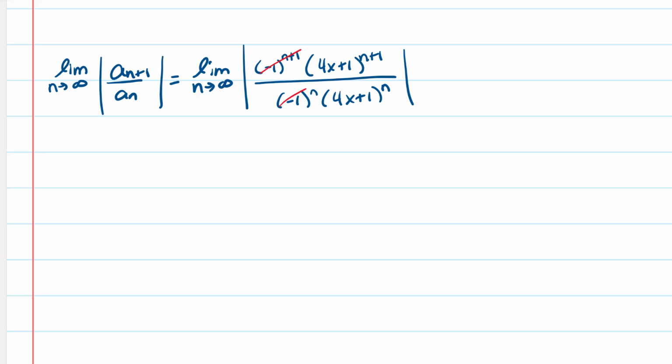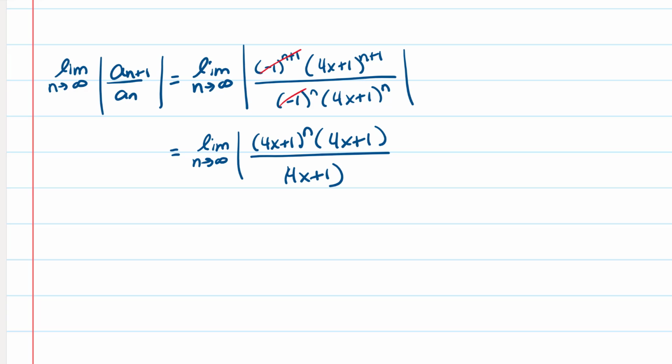So now I'm left with the limit as n goes to infinity. And then I know I'm going to need to split these up. So it's 4x plus 1 to the n times 4x plus 1 divided by 4x plus 1 to the n. Those are going to cancel off. So I get the limit as n goes to infinity of 4x plus 1. There's no n's to plug into, so it's simply the absolute value of 4x plus 1.